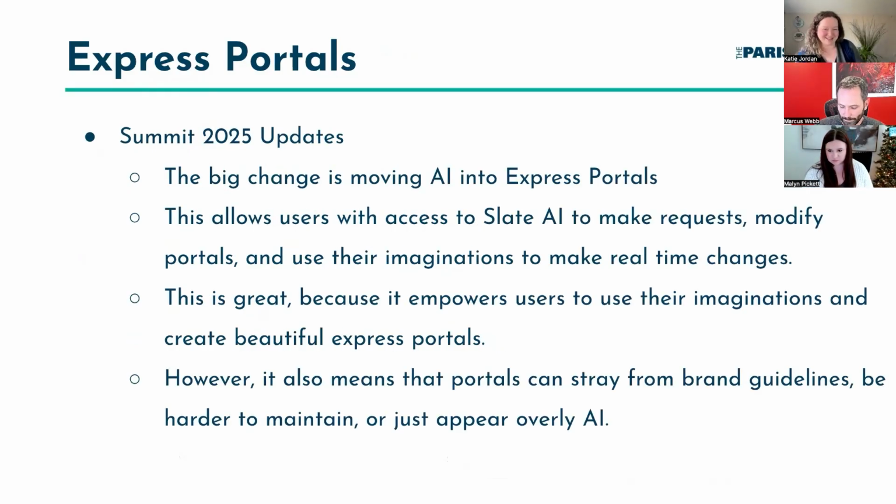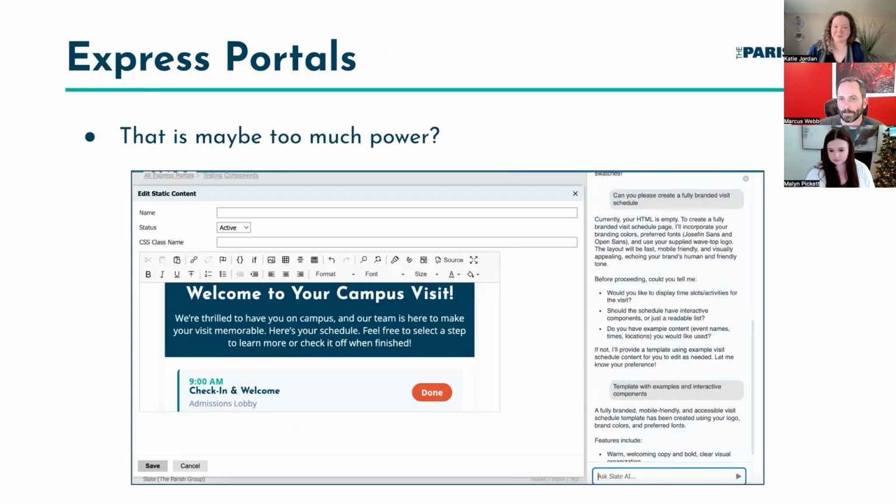I do want to say that express portals are kind of having a moment right now. At Summit 2025, it was announced that Slate AI, my preferred SlayI that has not yet caught on, would be supporting the build of express portals. So express portals became even faster because now, on top of only needing one view, you can just ask Slate AI to build one. There's pros and cons to this. I think it can really empower users, but I also think that it can be a little bit of a slippery slope. For example, I built this portal in about 2 minutes.